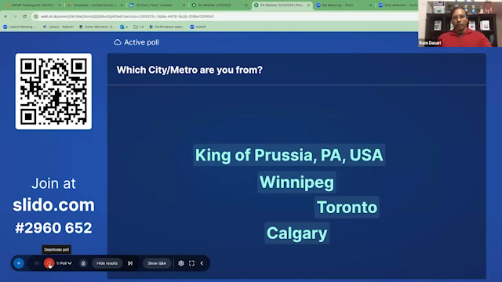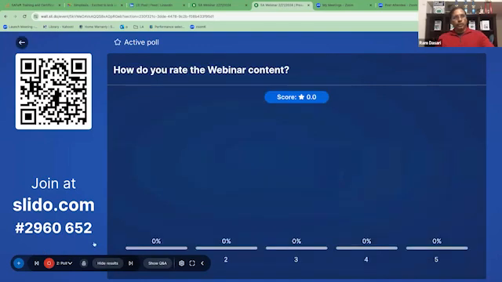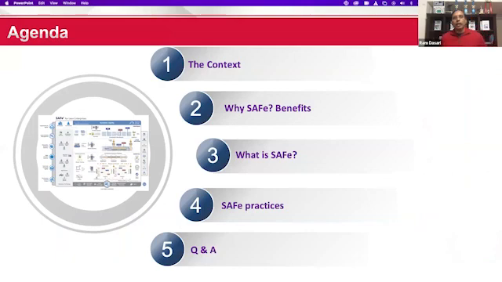Okay. All right, let's move on to the next part of this presentation. We'll cover a few things today. We'll try to understand the context of why we're meeting today. We'll also try to understand what SAFE would bring to the table, why people are going after this very popular framework, SAFE. We'll also look at SAFE practices. We'll also look at some Q&As in the process.